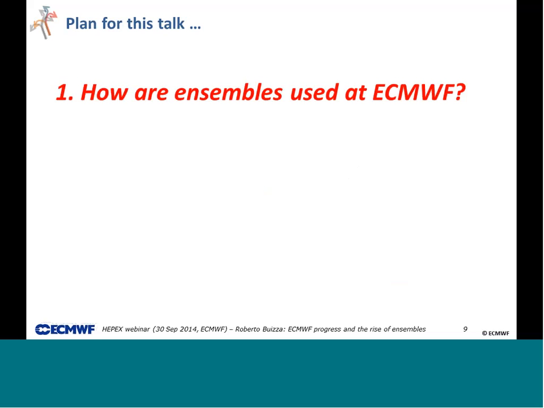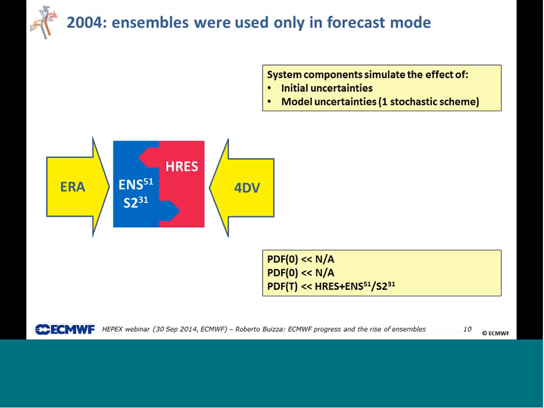So let's move to a second point. How are the ensembles used now at ECMWF? This is how we were running our operational suites in 2004. We had a high-resolution analysis that was giving us the unperturbed central state of the ensemble, and then we were running a 51-member ensemble up to 10 days. We had Seasonal System 2 that was producing 31 forecasts up to seasonal timescales and one single high-resolution model.